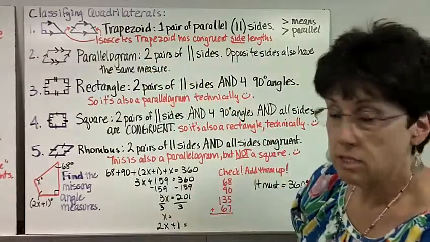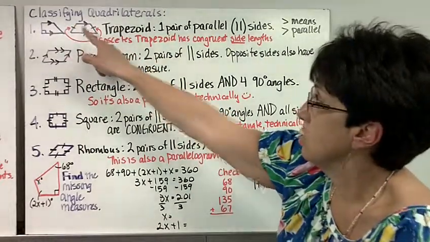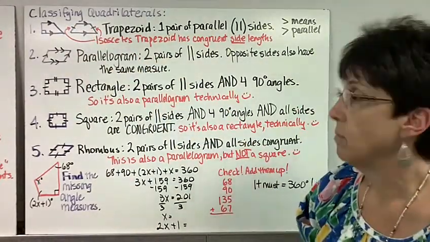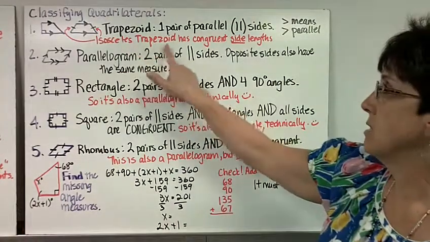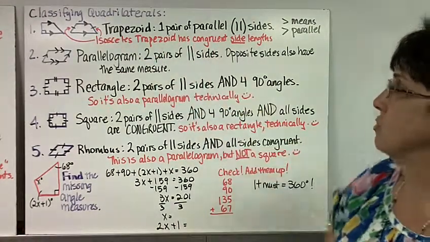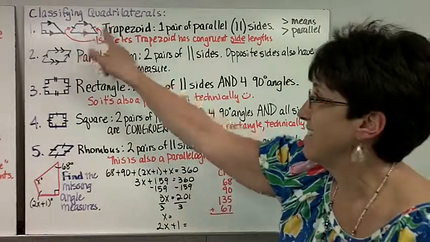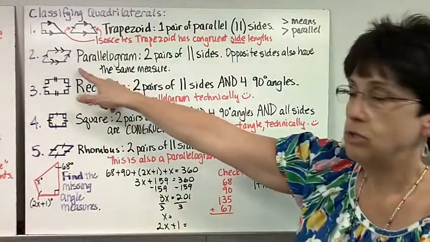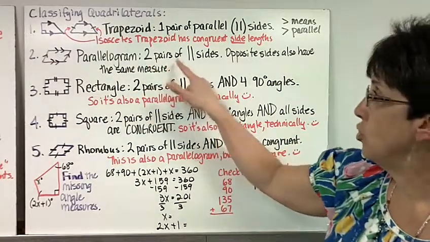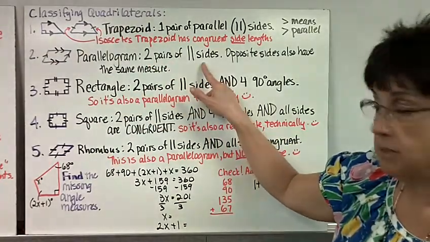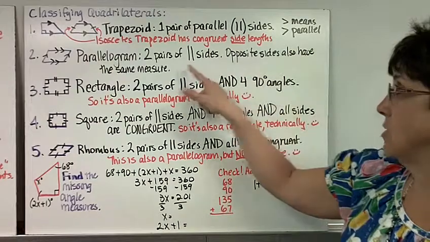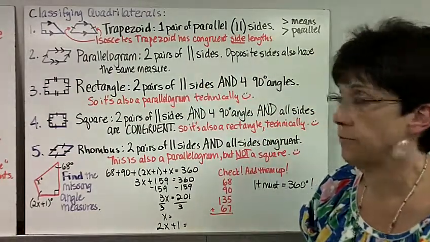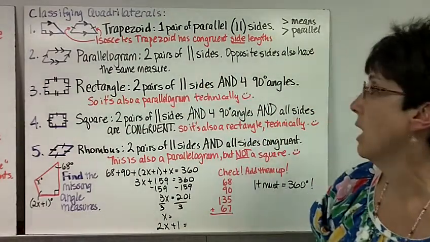This is an isosceles trapezoid. See the little tick marks on the side, meaning that it's the same length? Isosceles trapezoid has congruent side lengths. Okay, the lengths on the side. I don't mean all the sides, just the ones on the side. Okay, number 2, a parallelogram has 2 pairs of parallel sides. And the opposite sides also have the same measure in a parallelogram.